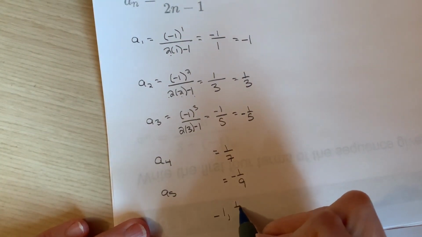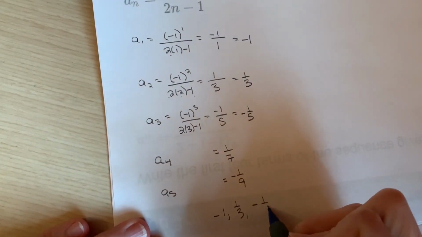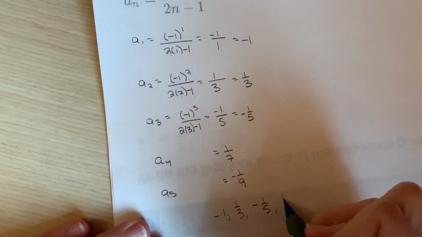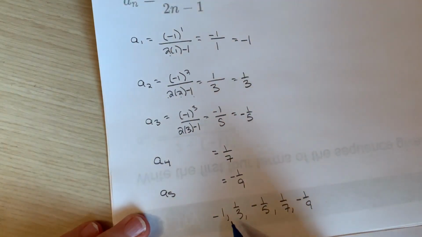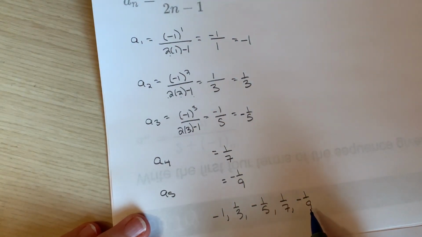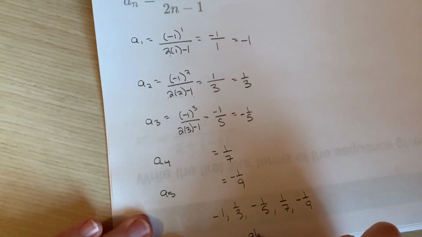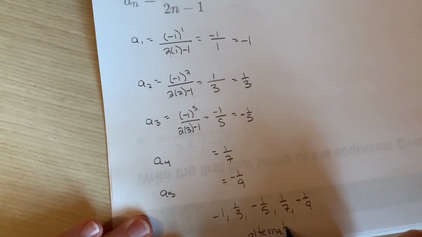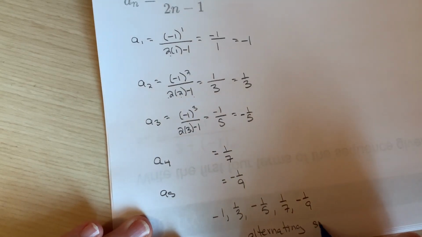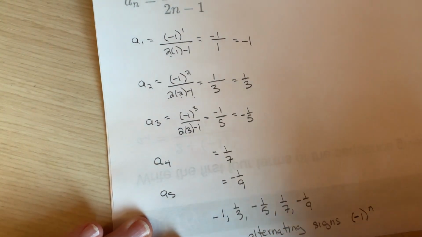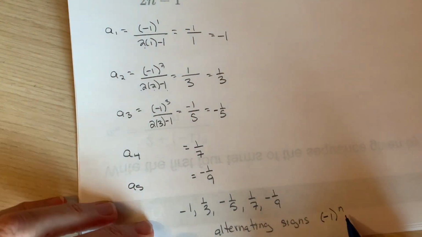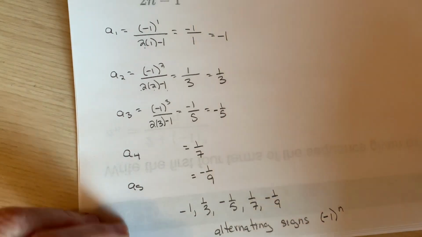Negative 1, 1/3, negative 1/5, 1/7, negative 1/9. So these terms alternate in signs. If you have alternating signs, you will always have this in your sequence. Negative 1 to the n is what gives you those alternating signs.